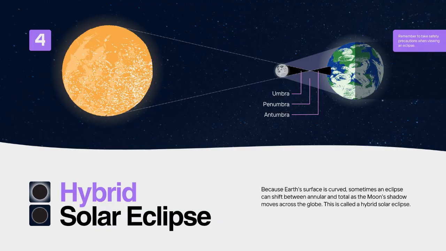Hybrid solar eclipse. Because Earth's surface is curved, sometimes an eclipse can shift between annular and total as the moon's shadow moves across the globe. This is called a hybrid solar eclipse.